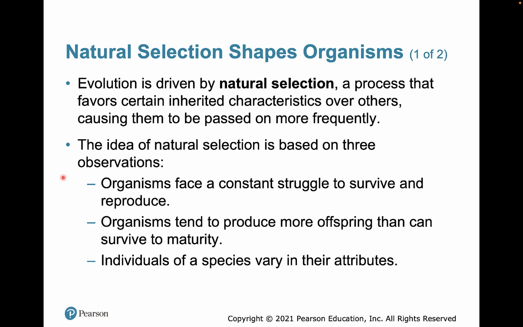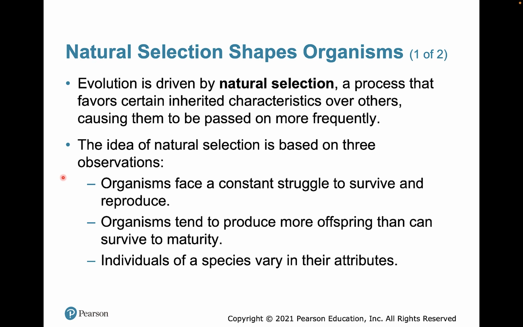The driving force for evolution is natural selection. In other words, there are certain characteristics that are favored over others. If they're favored, that means they allow the organism to survive and reproduce. And if that organism with that trait survives and reproduces, then they're going to pass that gene on, and it's going to become more common in the population.